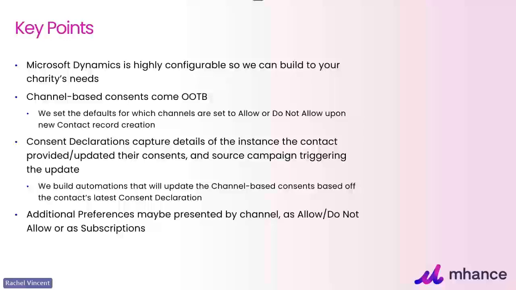And obviously, with the first charity example that I gave you, we automate the setting of those out-of-the-box channel-based consents based off the consent declaration and associated consent lines. We also have additional preferences that can be presented by channels, so the idea of having that global or general or campaigning comms in the consent line, but also as allow, do not allow fields, like with our first example. We also have some clients that have actual subscription mailings, so it might be their quarterly magazine or something, and they actually want that as a subscription rather than a consent line. So it's really highly configurable. We work with what you need to achieve.